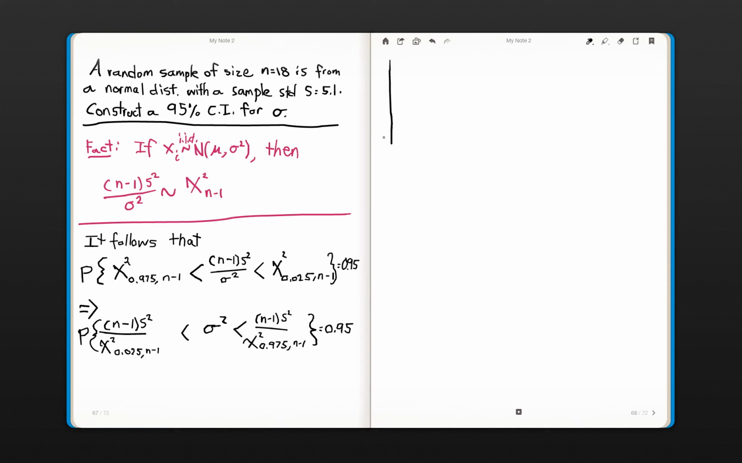Just as a quick refresher on the chi-square table, to make sure you understand what these values are. If you look at the chi-square distribution, it looks like this. This is our chi-square distribution with some n minus 1 degrees of freedom. Then if we want to look at the area under the curve to the right of this value, this is what we're calling chi-squared of alpha, again with n minus 1 degrees of freedom. So this would be our alpha here.